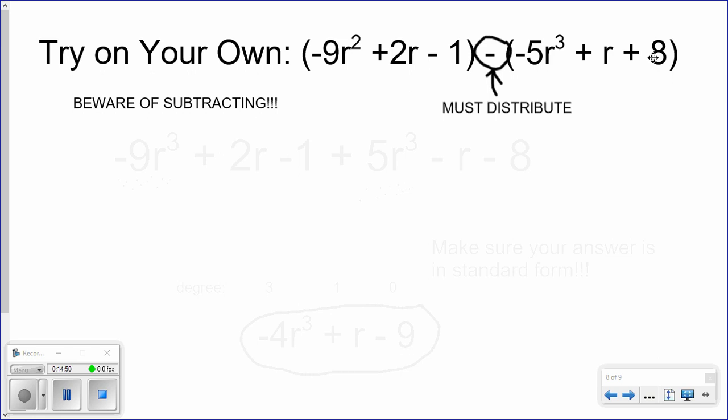That is where subtracting is a little bit different than adding. Okay? But other than that, that's it.